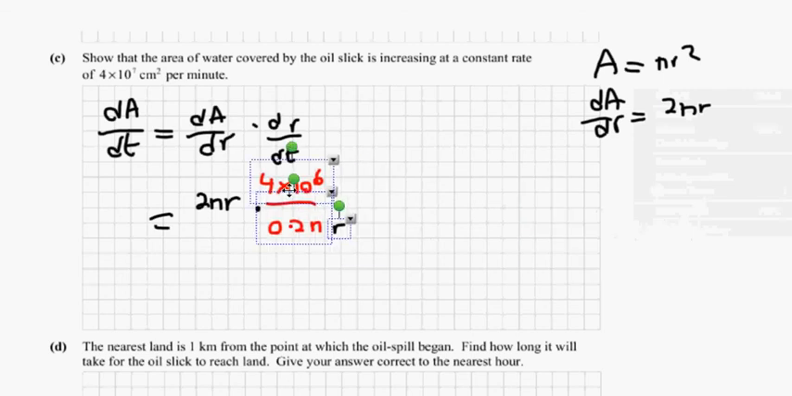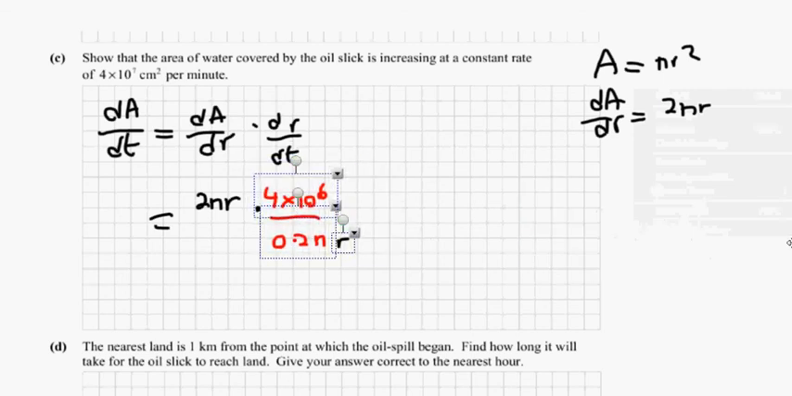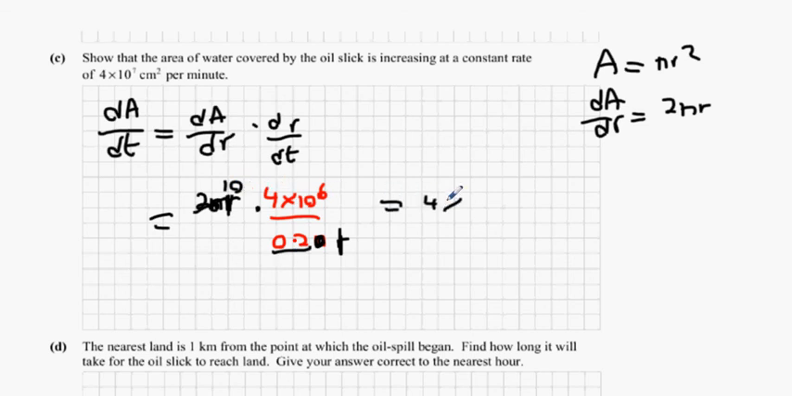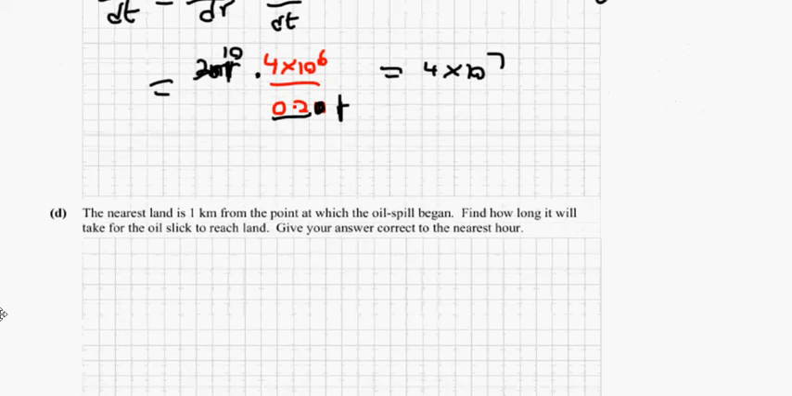That's the dr/dt there. Now we can see that a lot cancels. So what we have is the r's will cancel, the pi's will cancel. 2 divided by 0.2 is actually 10. So 10 multiplied by 4 by 10 to the power of 6 is 4 by 10 to the power of 7. That was reasonably okay.